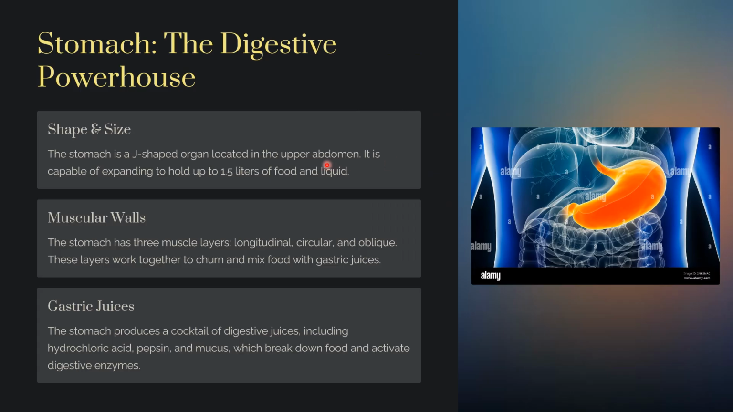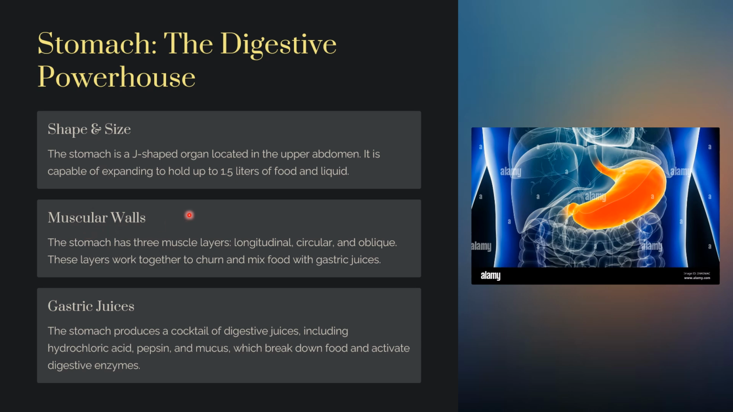Okay, next we'll see the stomach now, the digestive powerhouse. What is the shape and size of the stomach? It's a J-shaped organ which is located in the upper abdomen. It is capable of expanding to hold about 1.5 liters of food and liquid.